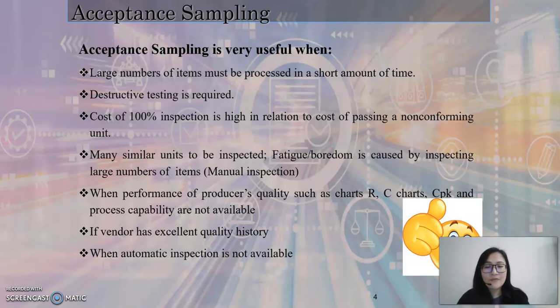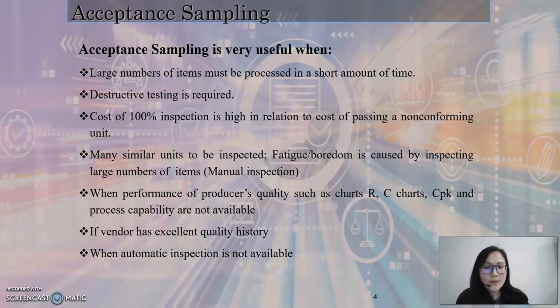The next one is the performance of the producer quality. When the producer quality history is not clear enough, that means you don't know your vendor quality levels, you don't know the history of the quality, you don't know the R-chart, C-chart, Cpk, Cp for your vendor. You require more information from your vendor, so acceptance sampling is not suitable. If your vendor has a good quality profile, then acceptance sampling is suitable for you to conduct.